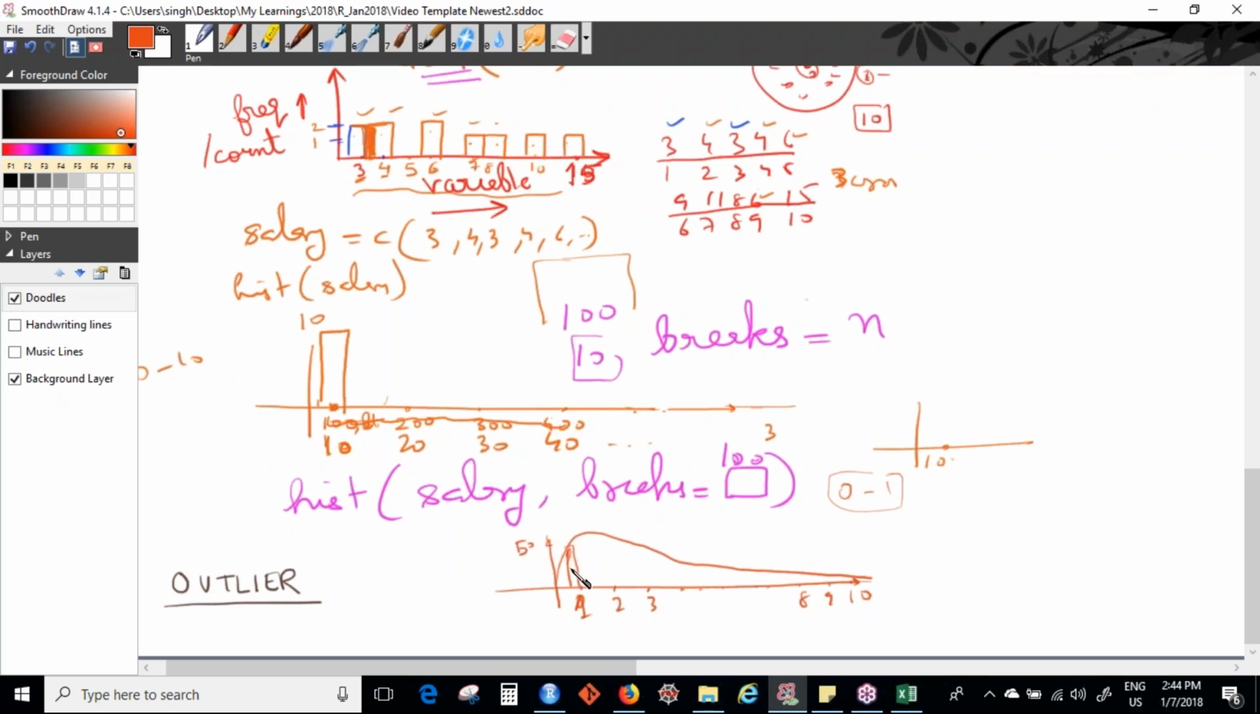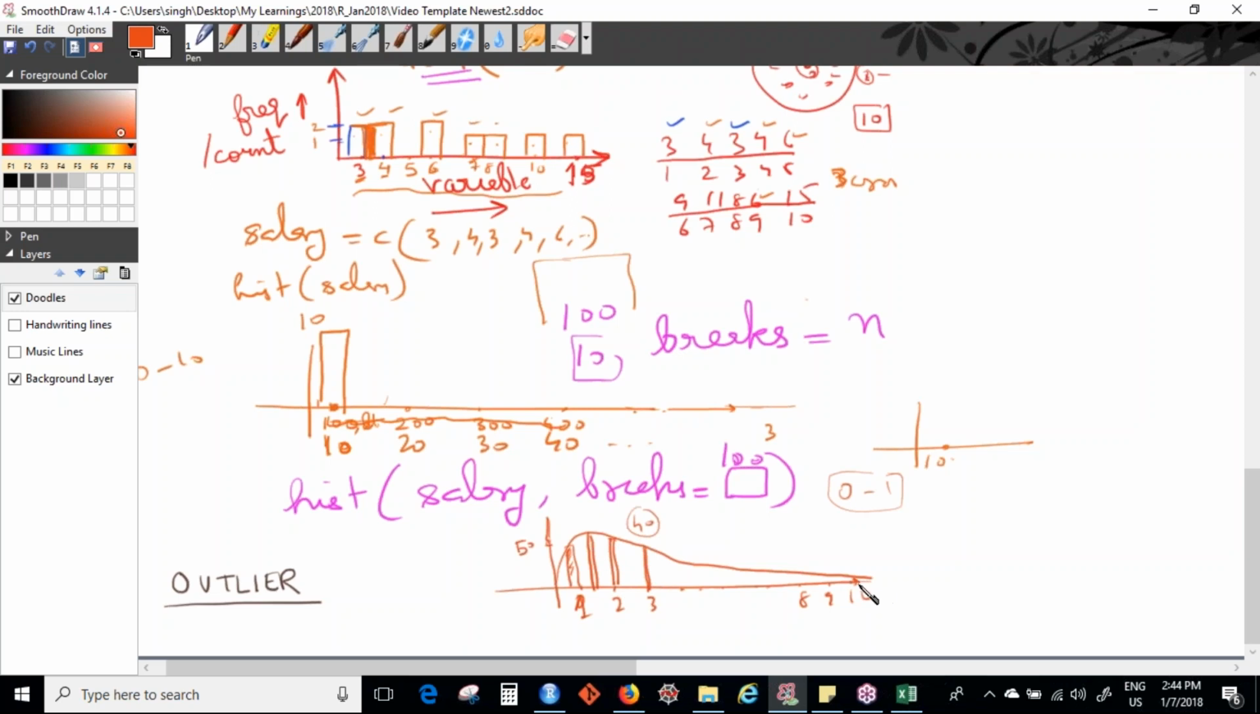So value 1 is occurring these many times. Let's say this is 50. So value 1 is occurring 50 times, right? That is why the height is 50. Value 1.5 is occurring even more number of times, more than 50 times. Value 2 is occurring again around 50 times. 3 is occurring around 40 times. So 40 times 3 is occurring. That means it is not an outlier because it is occurring 40 times.